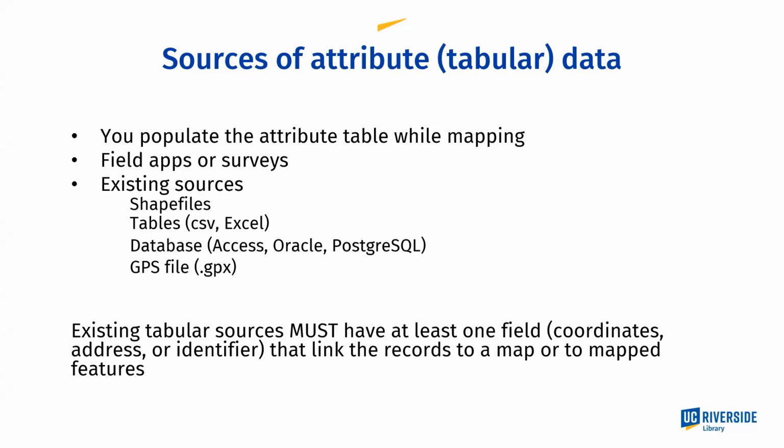But when you're finding this tabular data that you might be able to associate with some mapped data, you must have at least one field in that table, whether it's coordinates, address, or some kind of identifier that will link to the records on the map or in the mapped features. So if it's not explicitly clear, that linkage is not going to work. So that's something to watch out for as you go along with this. And there's lots of sources out there that will give you more information about how to set this up.